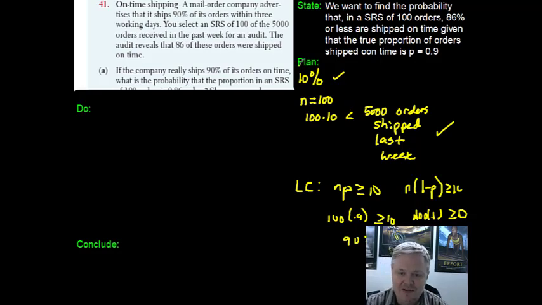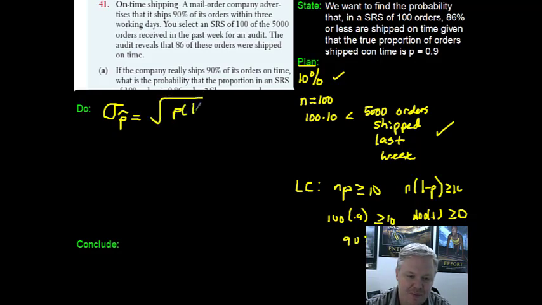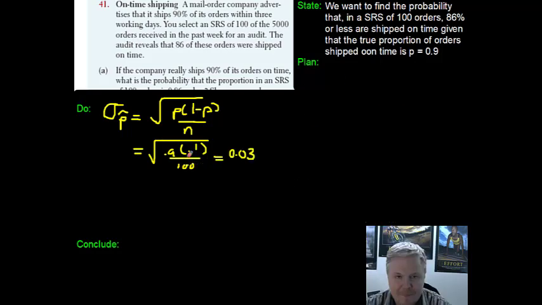So that's our plan stage. We did check our conditions to make sure that we can actually do the work. And we also want to go ahead and do our standard deviation of our sampling distribution of p hat. So that is the square root of p times 1 minus p divided by n. So I know that's going to be 0.9 times 0.1 divided by 100. So that's going to give me a standard deviation of 0.03.